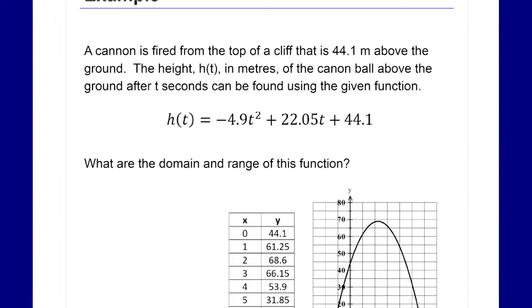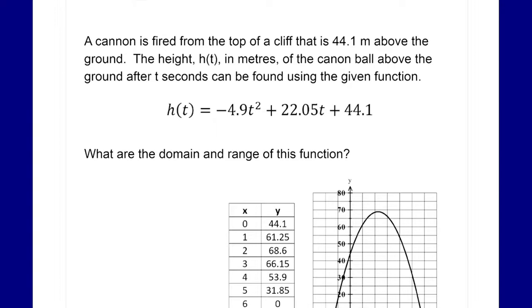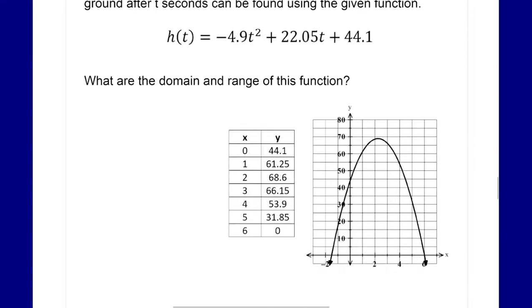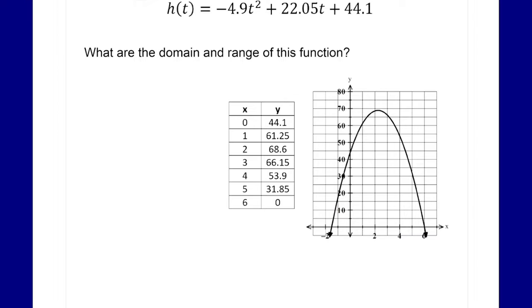Next example. A cannon is fired from the top of a cliff that is 44.1 meters above the ground. The height h of t, in meters, of the cannonball above the ground after t seconds can be found using the given function: h of t equals -4.9 t squared plus 22.05 t plus 44.1. We want to state the domain and the range of this function.